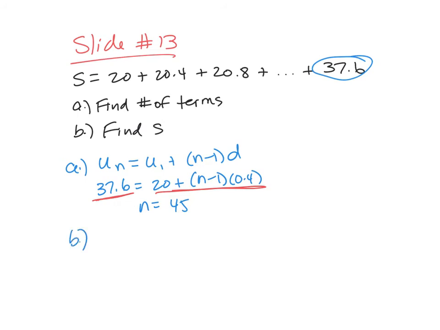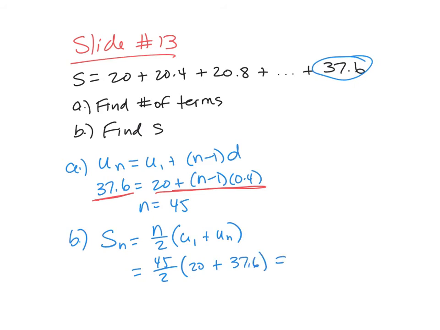Now, for letter B, it says find S. So now that I know the first term and I know the last term, I'm going to use the formula for the sum of n terms. The sum of n terms is going to be n divided by 2 times the first term plus the nth term, okay? We found out that n was 45. Our first term is 20, and the nth term is 37.6. So do that arithmetic, and the sum of those 45 terms would be 1,296.